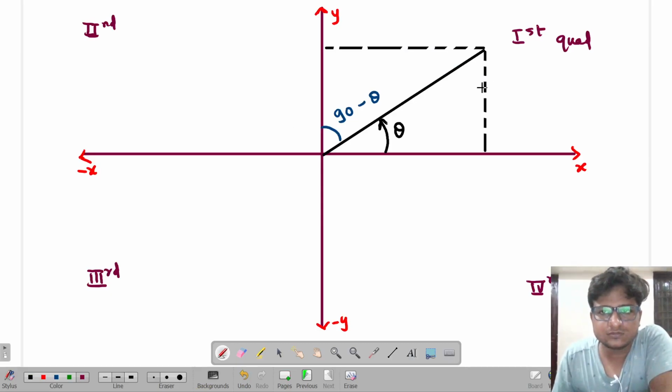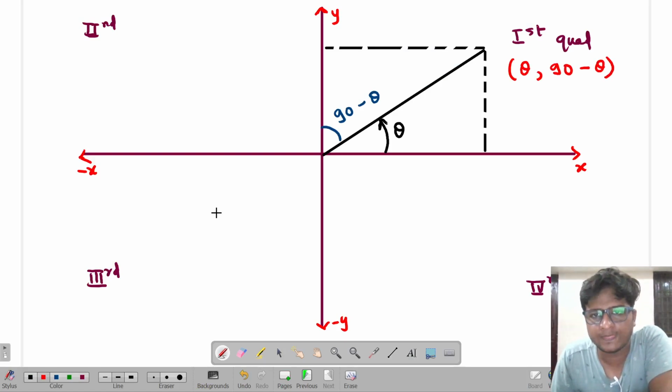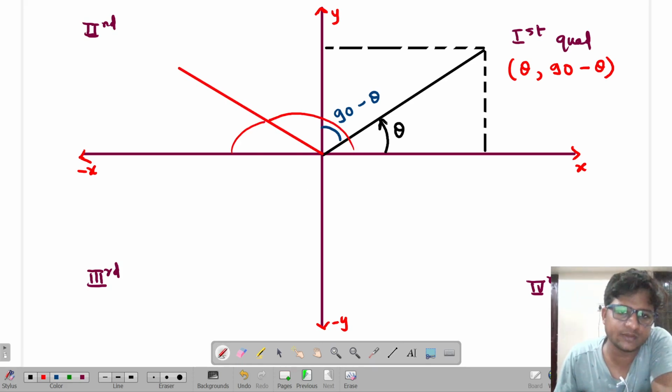Now, when I write first quadrant, in the first quadrant, what are those angles? Either I can measure in terms of theta or I can do the measurement in 90 minus theta. Yes or no? Then if I go in, the total angle will increase or not? Either it will be 90 plus theta or 180 minus theta. Yes or no?